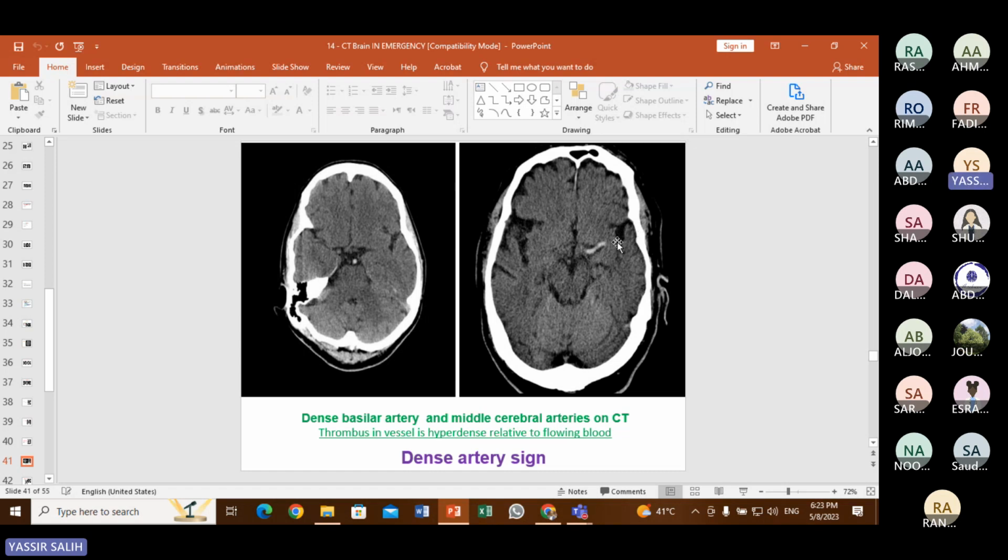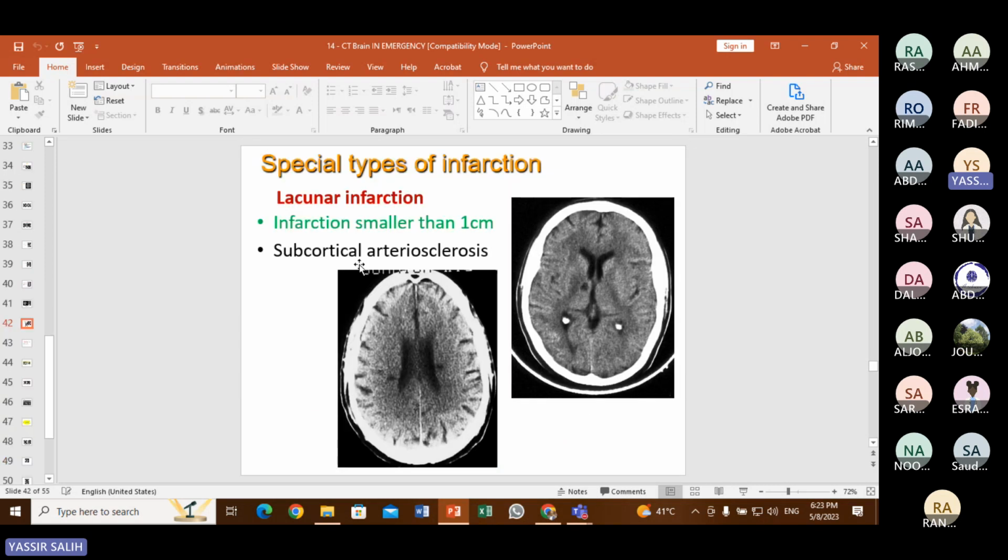It runs laterally. Of course, it is the middle cerebral artery. Which one is this? This is the basilar artery. So in early brain ischemia, this is the early sign, the dense artery sign, meaning the artery appears very dense. This is the middle cerebral artery and this is the basilar artery.